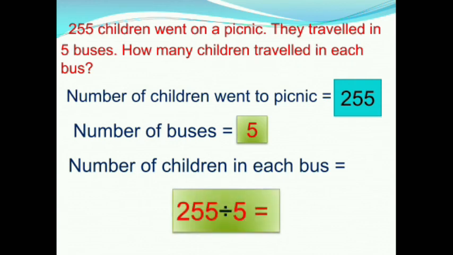Here 255 is the dividend, 5 is the divisor. Now we should divide the first digit, that is 2. 2 is lesser than 5. So we should take the double digit, that is 25. 25 will come in the 5 table. Yes, 5 5s are 25. Write 5 in the quotient place and write 25 below 25 and subtract it. 5 minus 5 is equal to 0. 2 minus 2 is equal to 0.